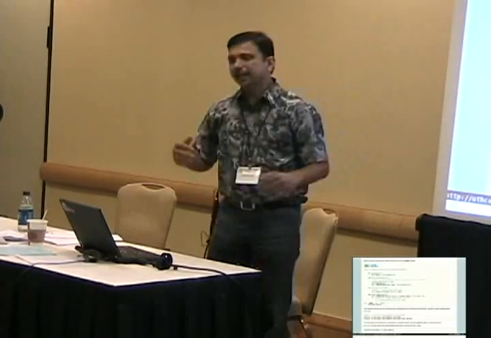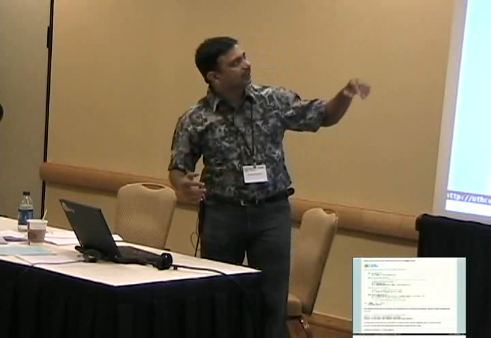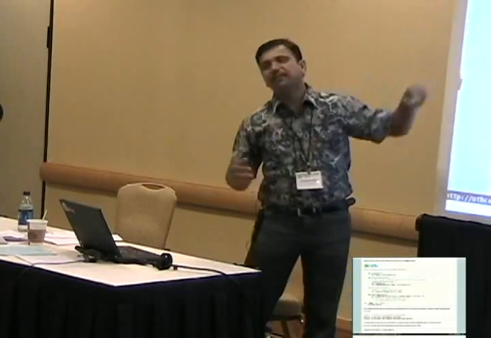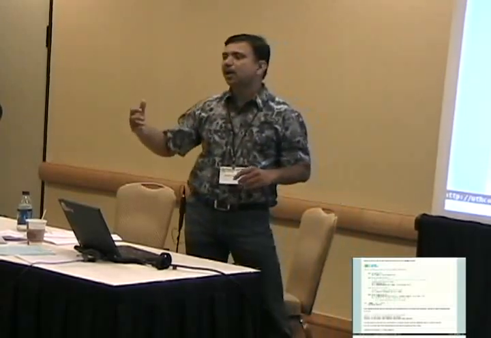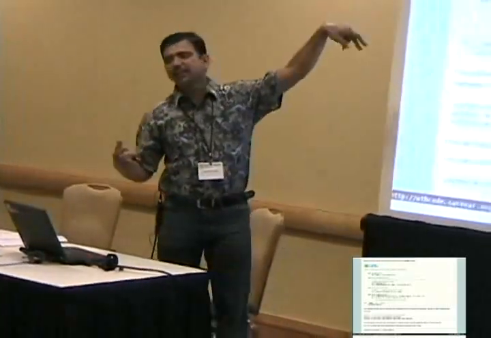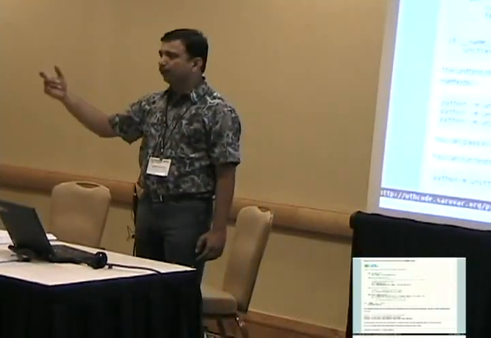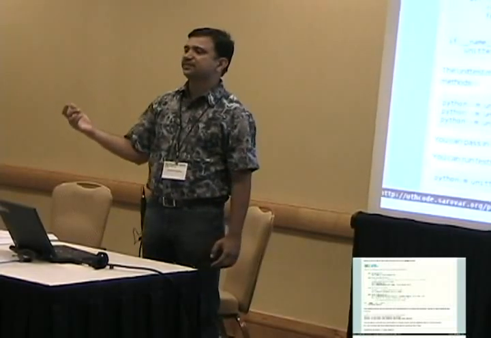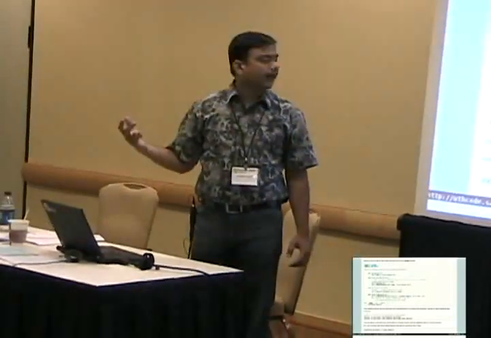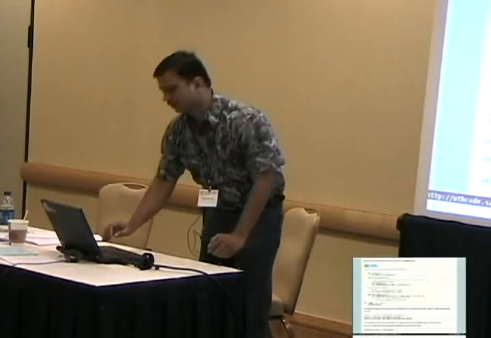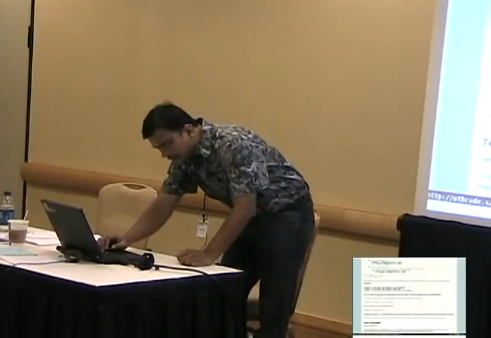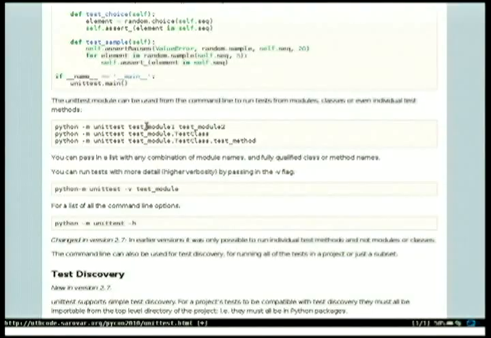So this is what a unit test module is supposed to do: it will automatically discover and run all the functions which start with test underscore, some method name. And it will give a report of which test functions it ran, and what the result of the test functions is.